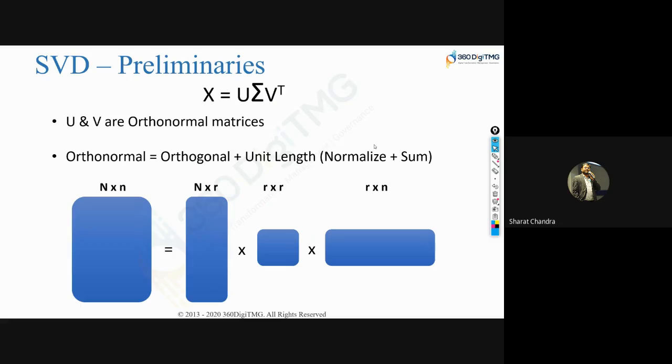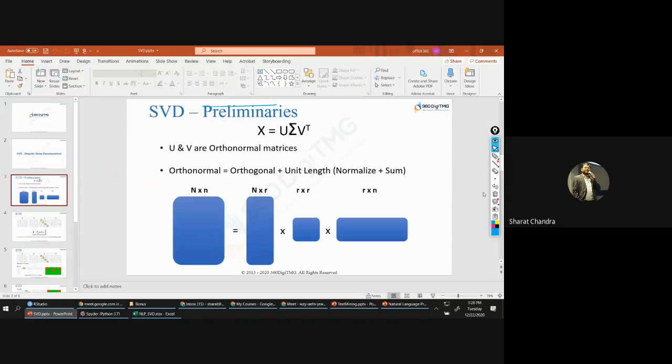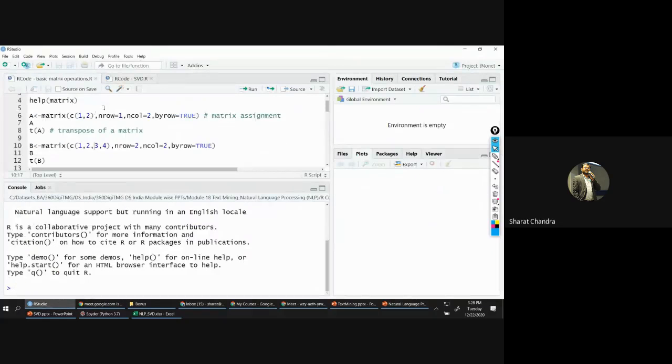Now, when you perform SVD, it does this conversion. It decomposes your data into 3 different matrices: U, sigma, V transpose. And U and V are orthonormal matrices, that is, they are orthogonal matrices. And the sigma that you're seeing at the center is called a diagonal matrix. So these are some of the basic matrix multiplications in R.